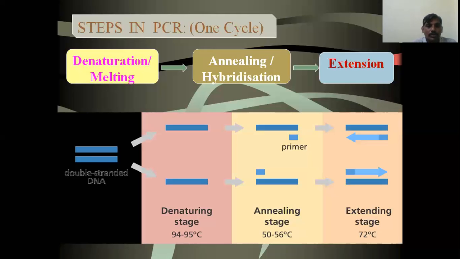The first stage is denaturation, the second stage is annealing, and the third stage is called extension or elongation. These three steps run at different temperatures. Denaturation generally takes place at 94 or 95 degrees Celsius. After completion of the denaturation, the temperature immediately comes down to 54 degrees Celsius. At this stage, the primers are attached. Then the third stage is extension, the polynucleotide chain synthesis, at 70 degrees Celsius.